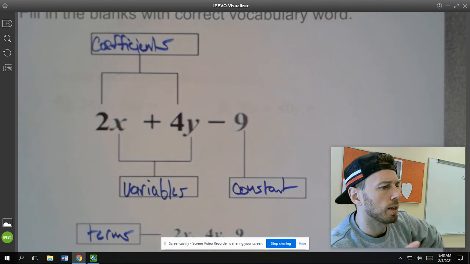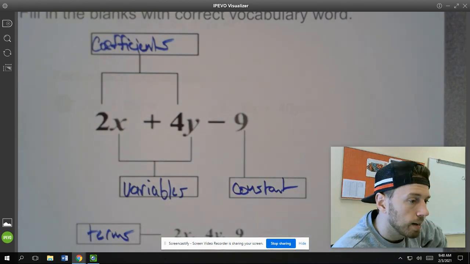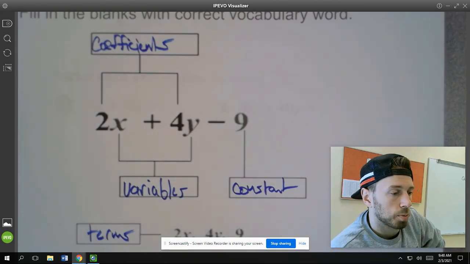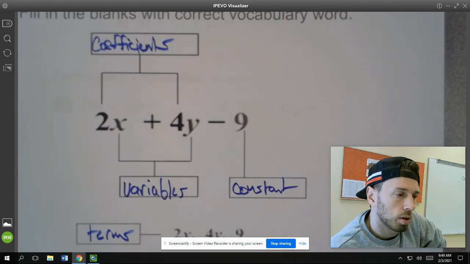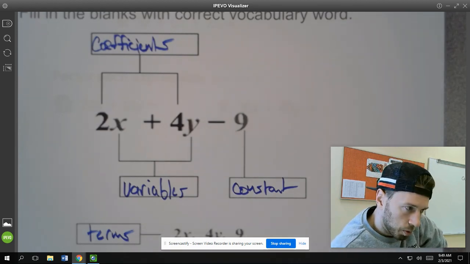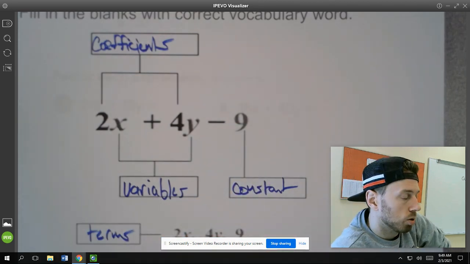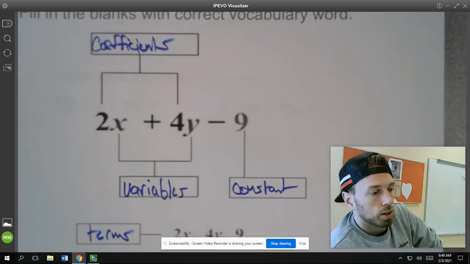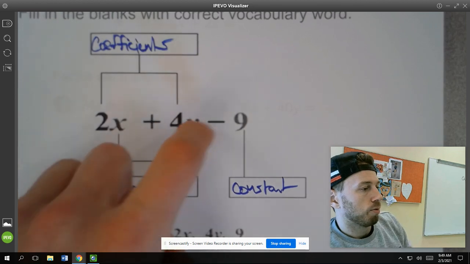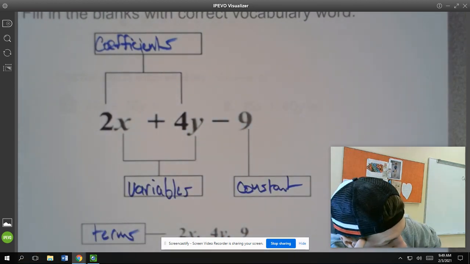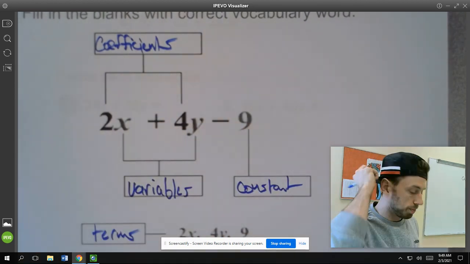I guess another question I could ask here is, are there any like terms in this expression? Remember, like terms are terms that are like each other. They have the same variable. Or they could just be regular numbers, like constants are considered like terms too. No, there are no like terms in this expression, right? 2x, 4y, and minus 9, none of those are like terms.